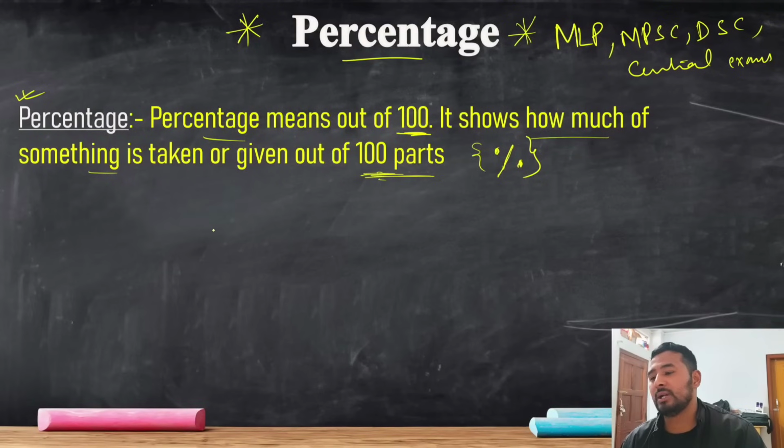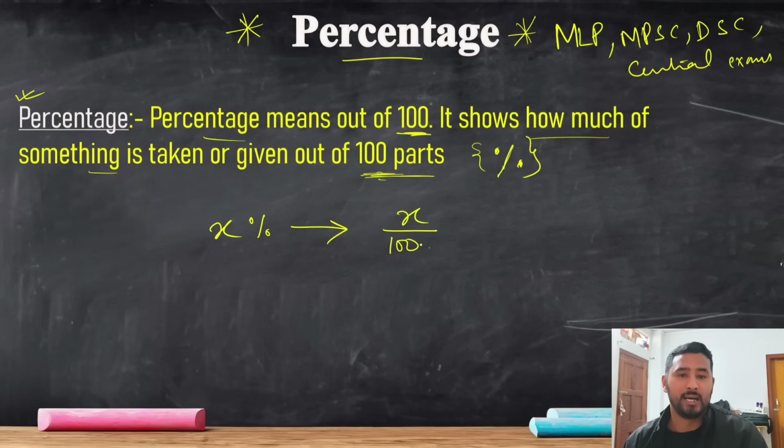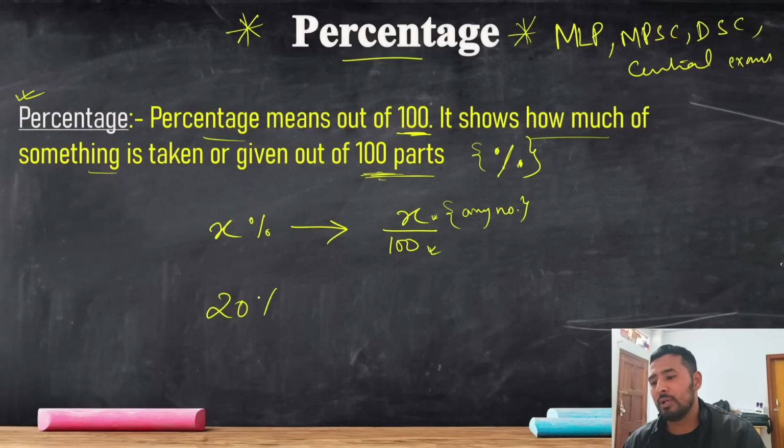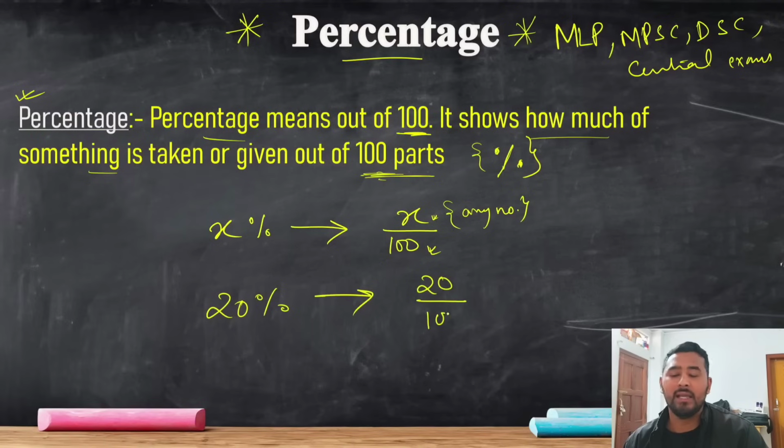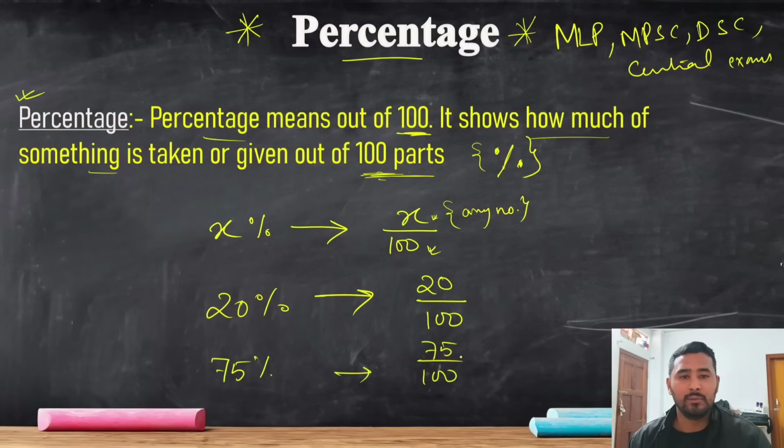So how can we write this? Suppose I give you x percent, how will we write this in the percentage form? You can write this as x by 100, x out of 100. This x can be any number. For example, if I give you 20%, how will you write this? 20% can be written as 20 by 100. 75%, how will you write this? 75 by 100. I hope it is clear what percentage is.